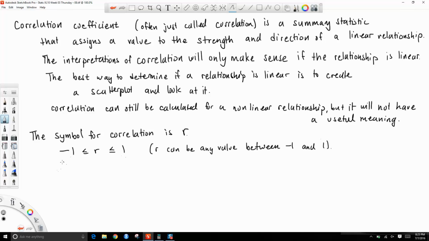The sign of R is the direction of the relationship. So what does that mean? If R is positive, the direction is positive, and if R is negative, the direction is negative.